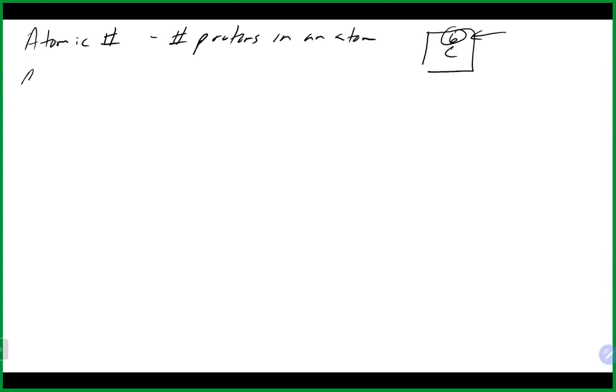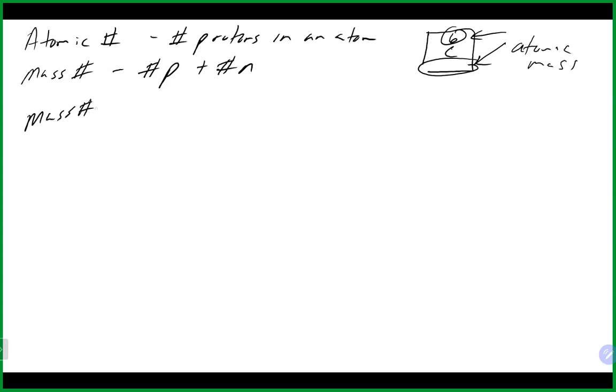We also talked about the mass number, which is the number of protons plus the number of neutrons. Remember, the mass number is not found on the periodic table. So again, that number on the bottom is not the mass number. That is actually the atomic mass, which we'll talk about today. But it's not the mass number. If you take the mass number and subtract the atomic number from it, that will tell you the number of neutrons that an atom has.